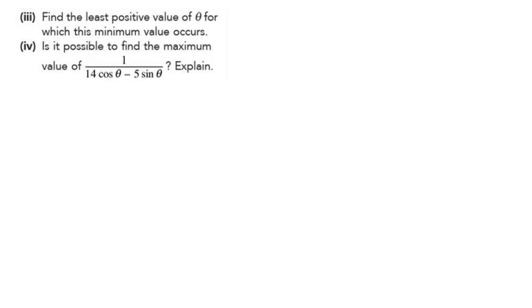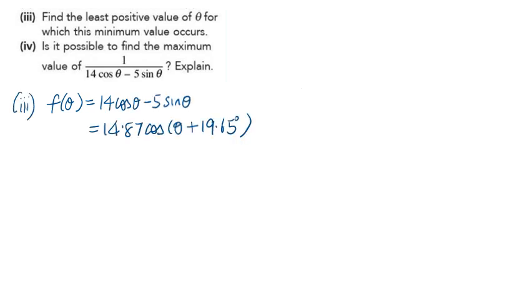Right, so for part 3, the concept is the same as what we have done earlier on, finding the maximum value of y and the corresponding values of theta. So for part 3, the question is just rephrased in another way. Finding the least possible value of theta means the corresponding values of theta. Right, so the way to do it is still the same. What do I mean by still the same?